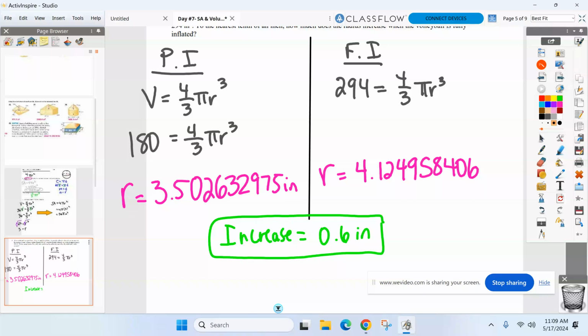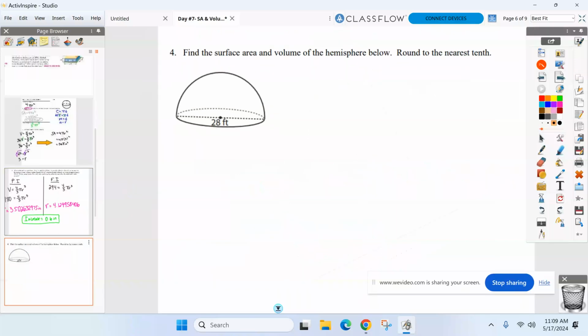Okay, a little surprise here when we do the hemisphere. A little surprise coming at you. See if you can pick it up. Find the volume and the surface area. I would like to start with volume, please, of this hemisphere.